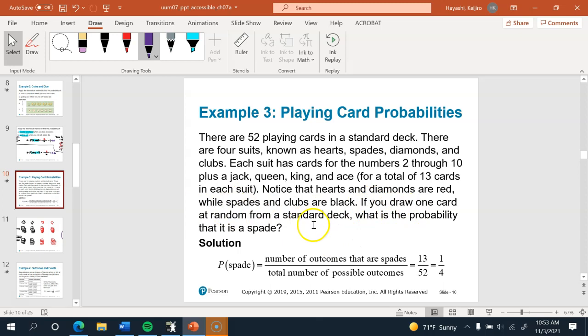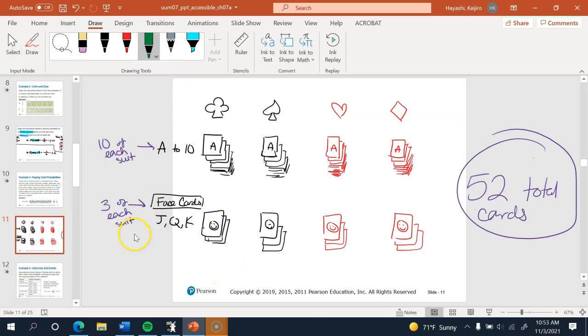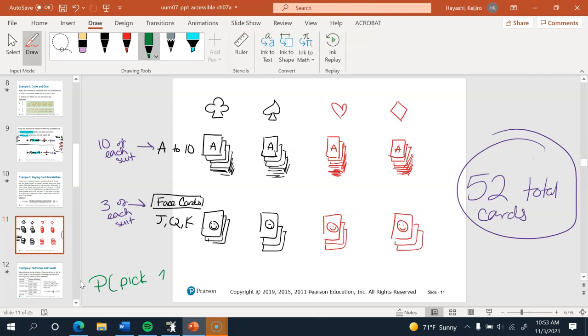If you draw 1 card at random from a standard deck, what is the probability that it is a spade? Well, we're interested in the probability of picking 1 card out of the 52. You're not picking a handful of cards at a time. Probability that you pick 1 spade on a single draw. There are 52 cards that you can choose, and 13 of them are spades.